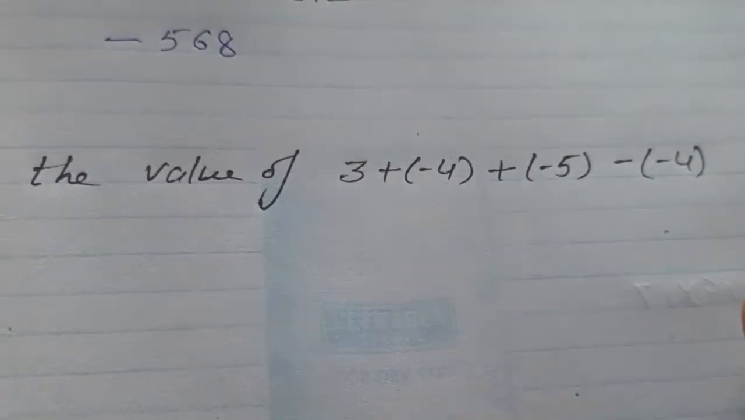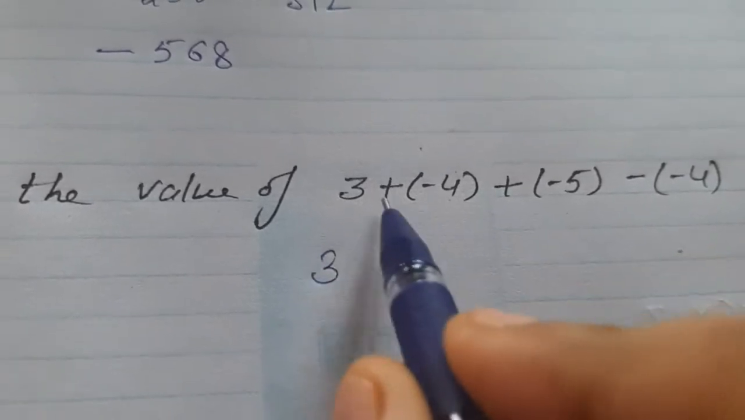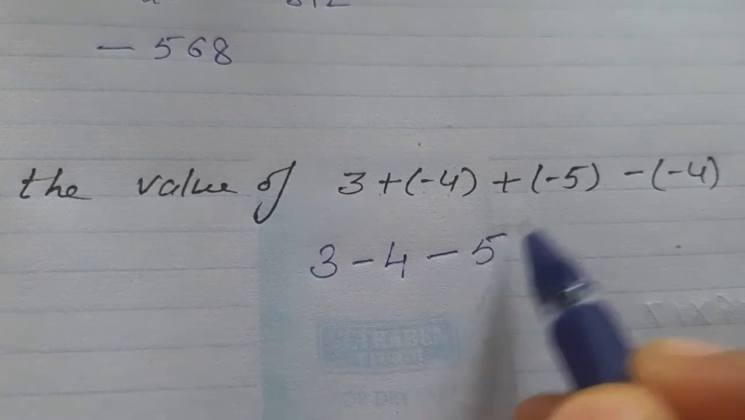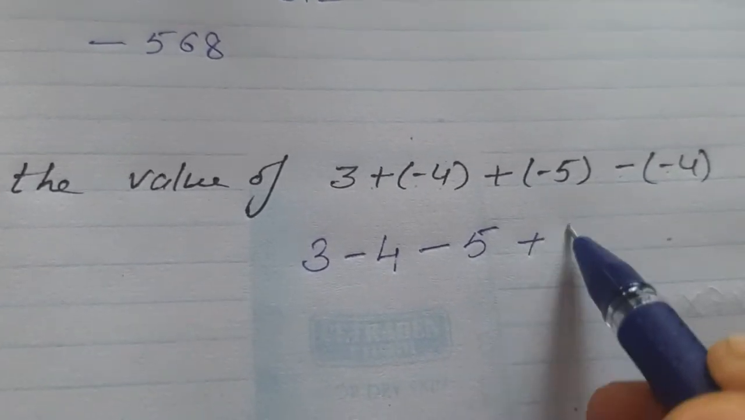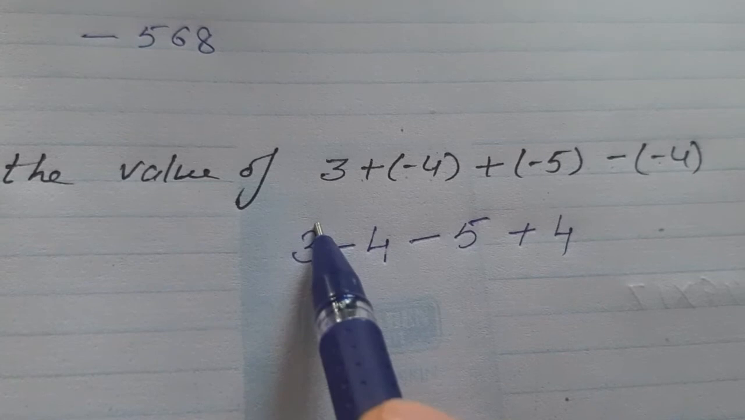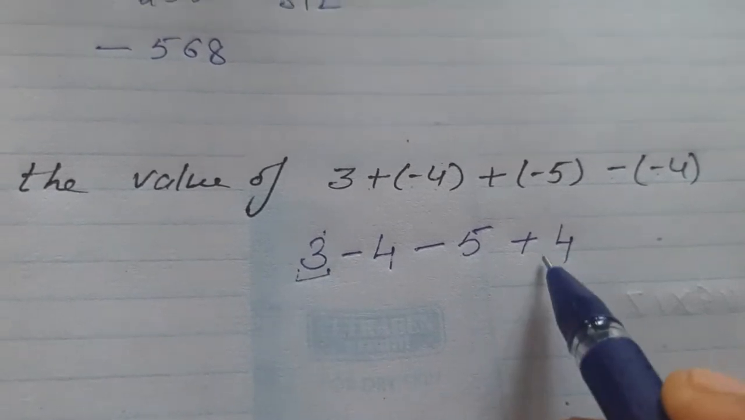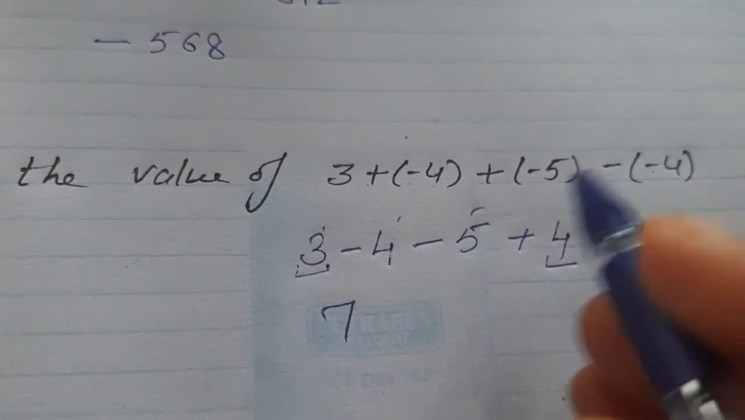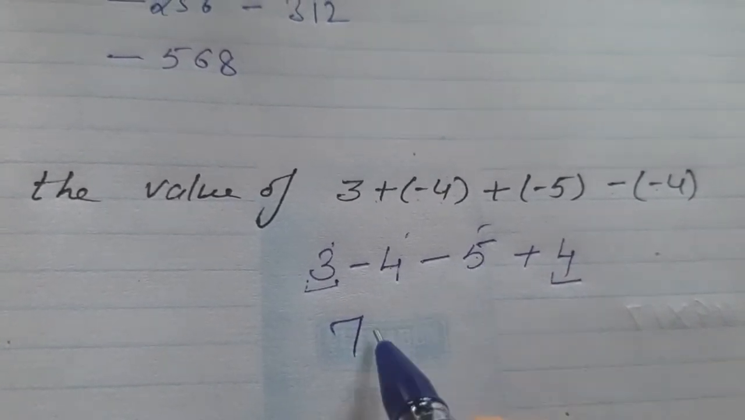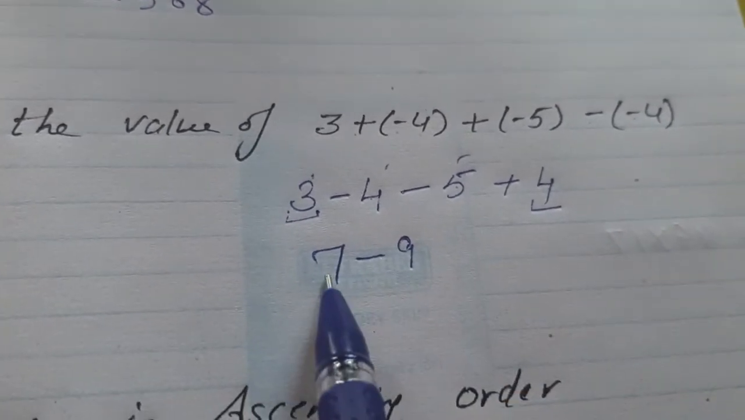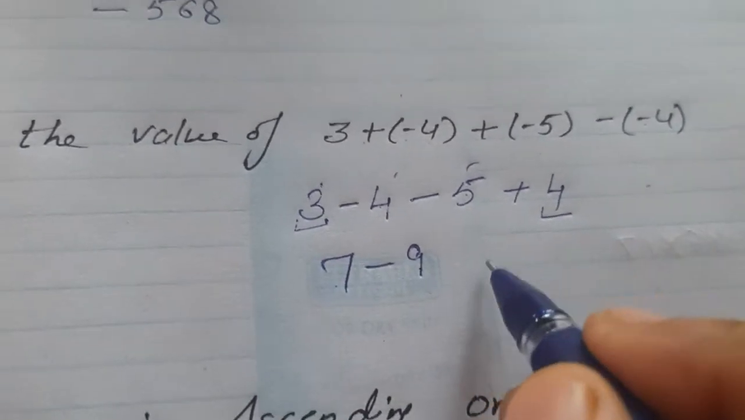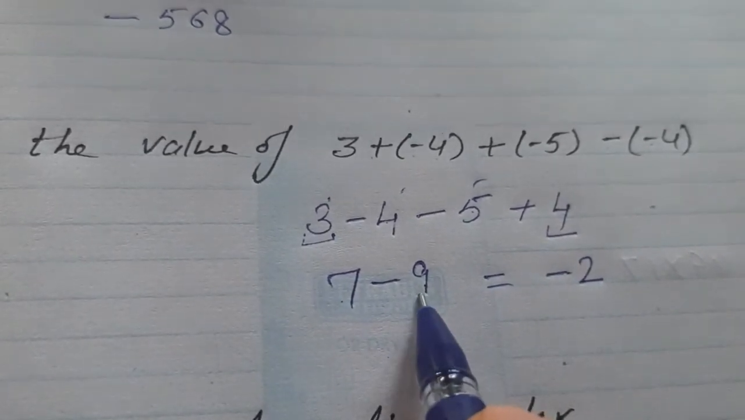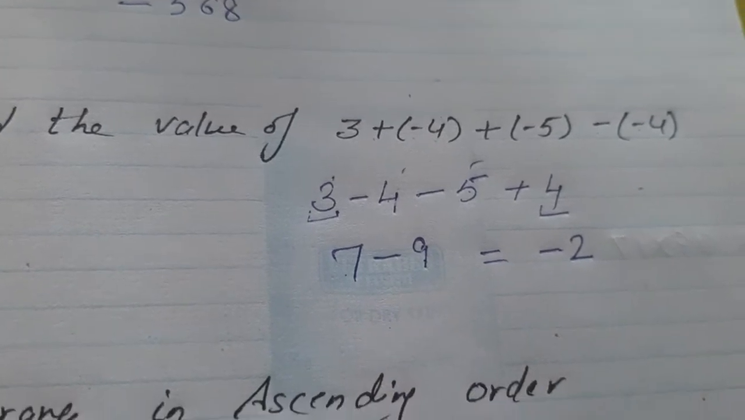Next is find the value of this. So first of all, again we will open the brackets here. 3 plus minus minus 4 plus minus minus 5 minus minus plus 4. Now add positive numbers separately and negative numbers separately. 3 plus 4 comes out to be 7. Minus 4 minus 5 comes out to be minus 9. Now 7 minus 9 will come out to be minus 2. Now why is the minus sign there? Because in front of the bigger number, we have a negative sign. Clear?